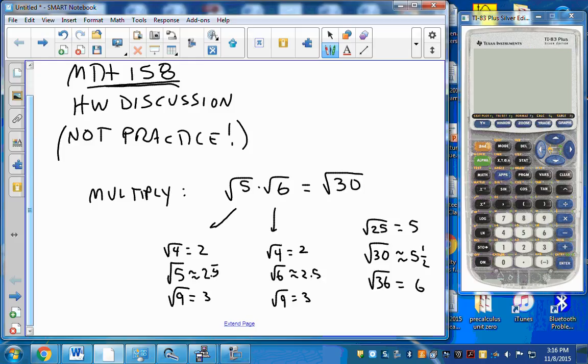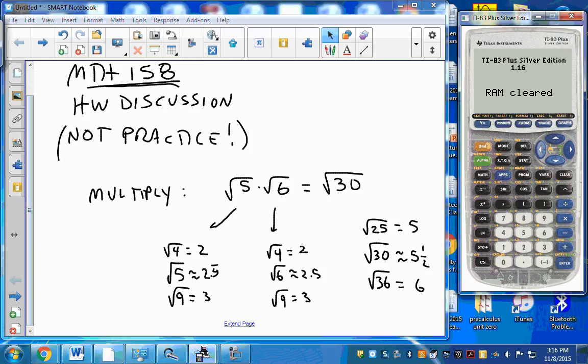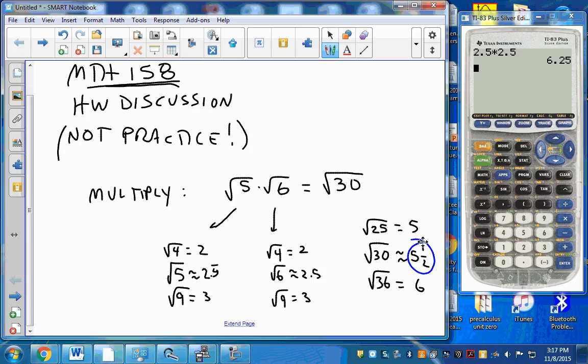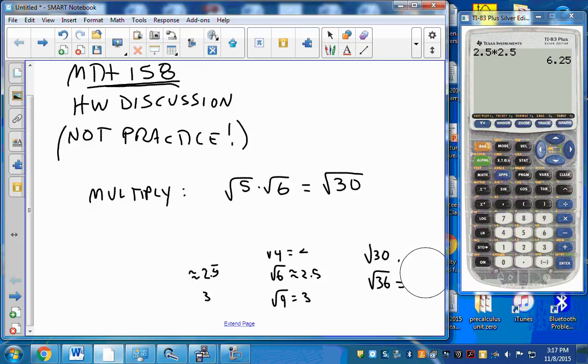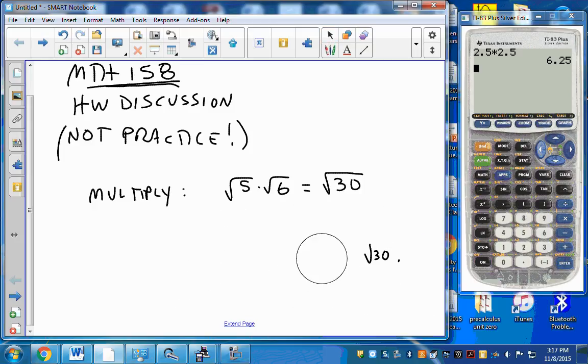And 2.5 times 2.5 is about, oops, let's try that again. 2.5 times 2.5 is about, says 6.25. We're saying 5.5. At least we're in the ballpark. Okay. So for multiplying like that, this is the way to go. You simply multiply the radicands and you're finished.